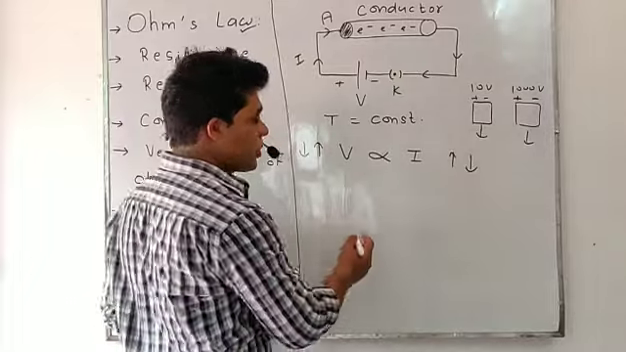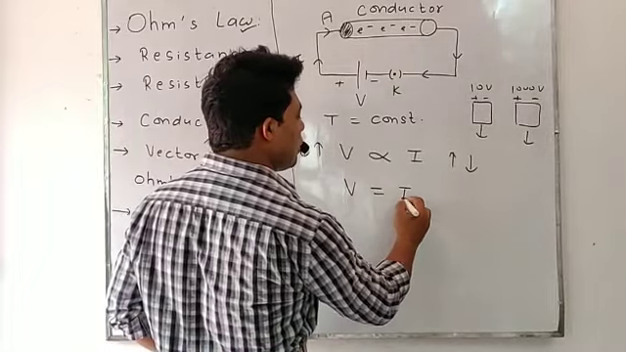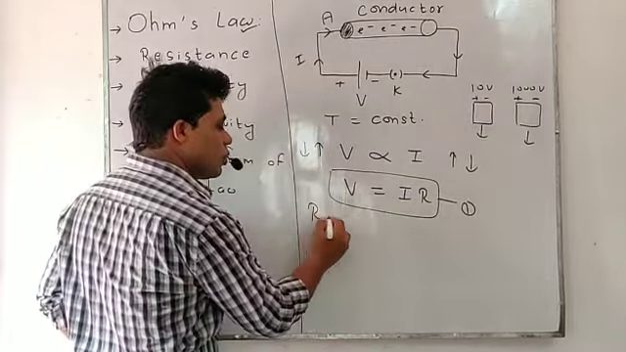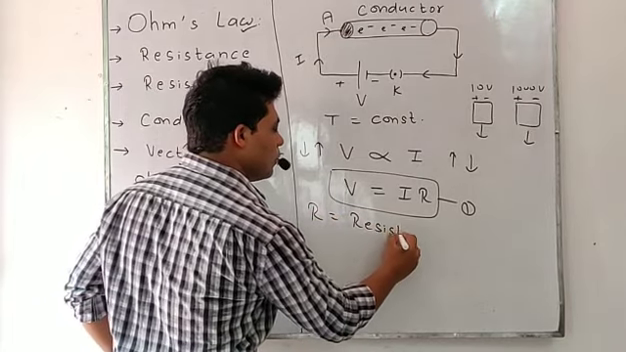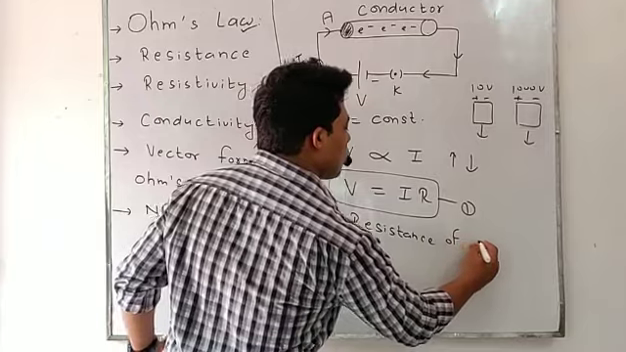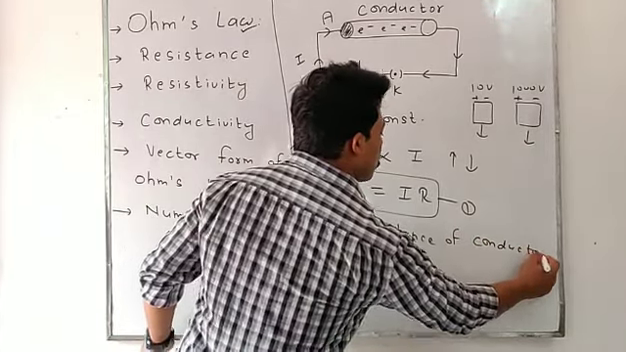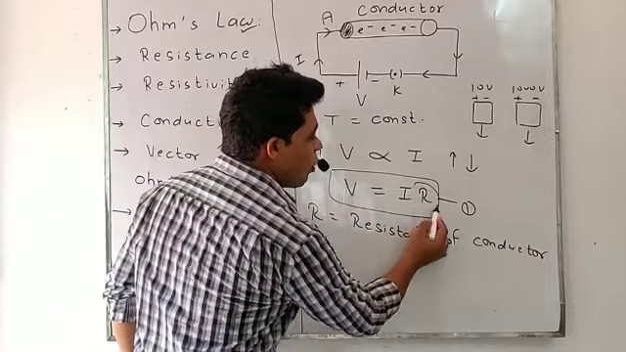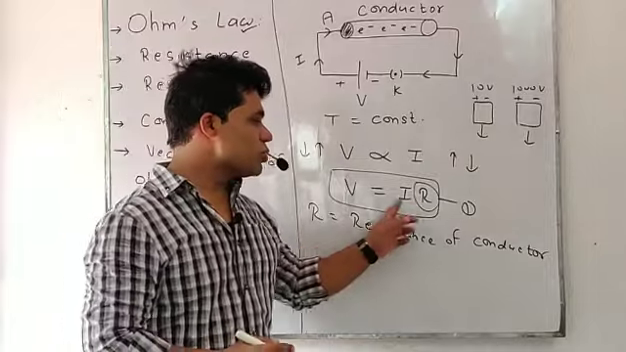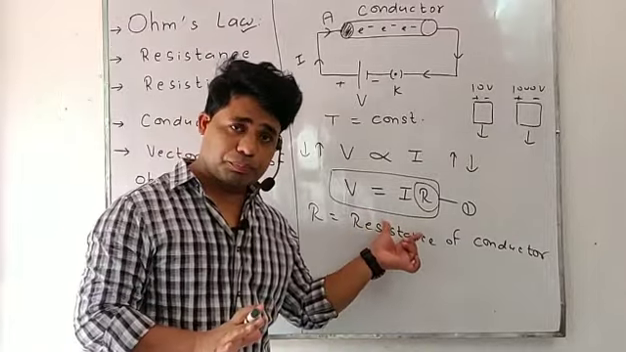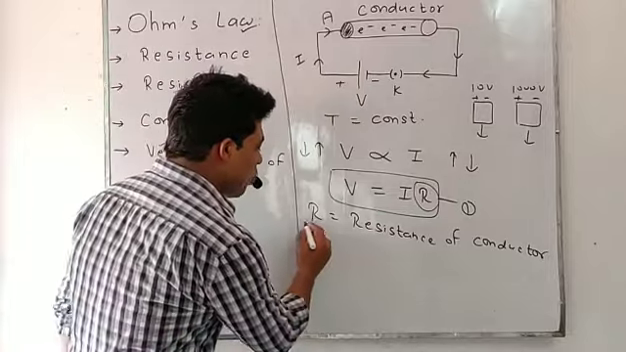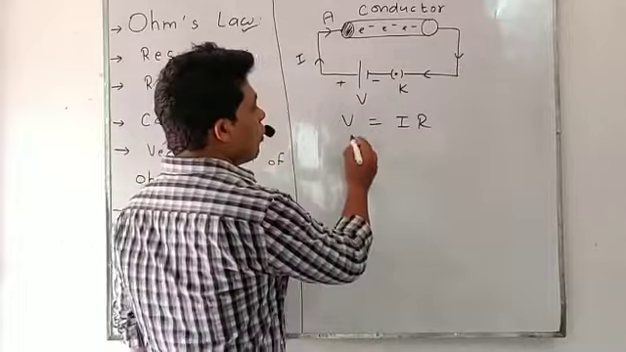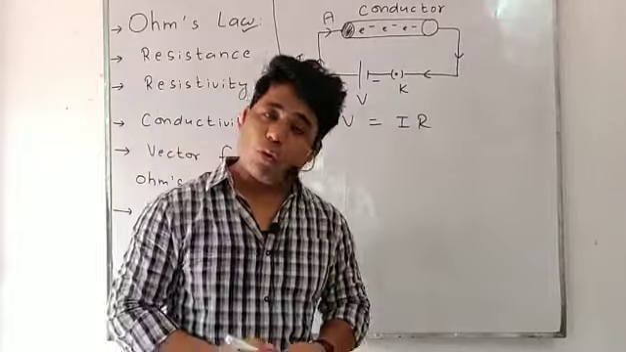Now whenever you remove this proportion sign, we'll always use equal and constant. Here I'm going to use a constant R. R is constant. It is called the resistance of this conductor. So now students, after that we'll discuss only this factor R, and V equals IR, that is the mathematical form of Ohm's law. Now students, we'll discuss R, that is what? Resistance.